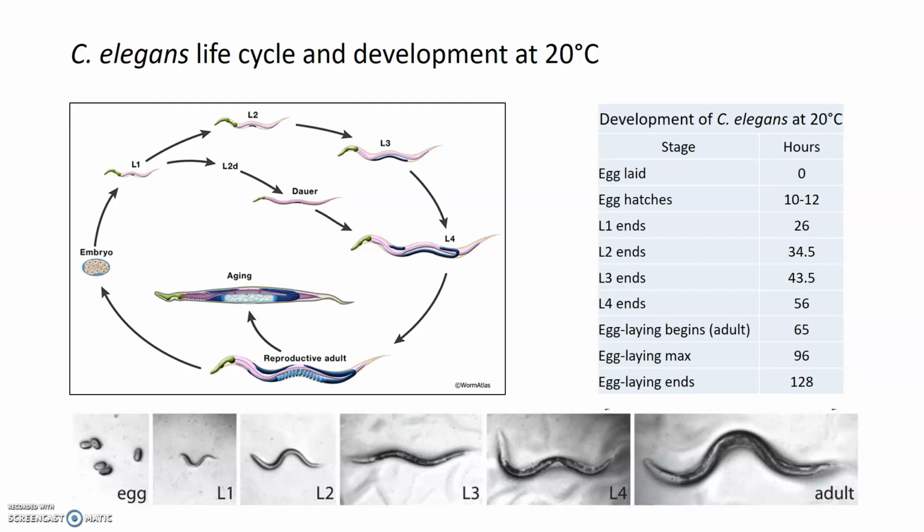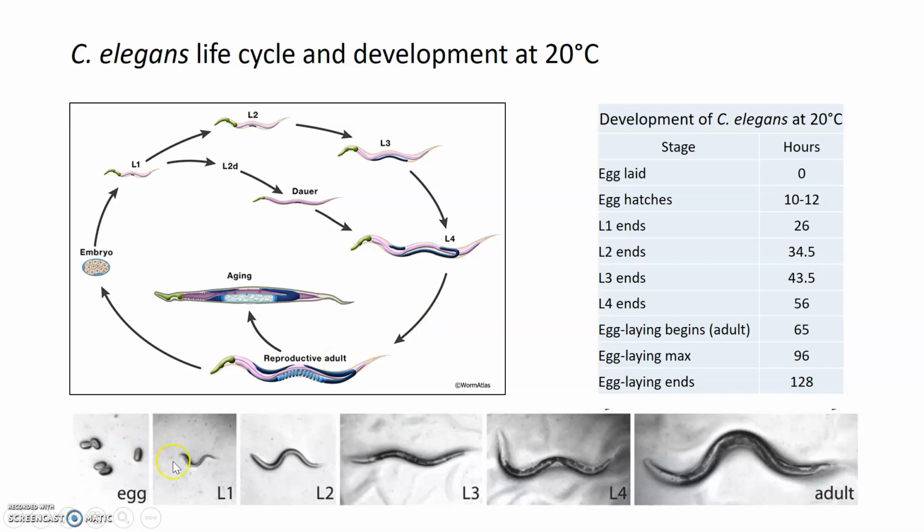And you can pretty much count on those developmental stages to be accurate. And so C. elegans is laid out of the reproductive adults as an egg or an embryo, and then it goes through 4 larval stages before it becomes a reproductive adult. And those larval stages are called L1, L2, L3, and L4. And then after L4, the worms enter reproductive adulthood.